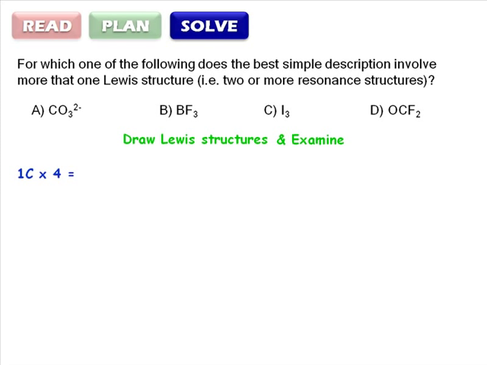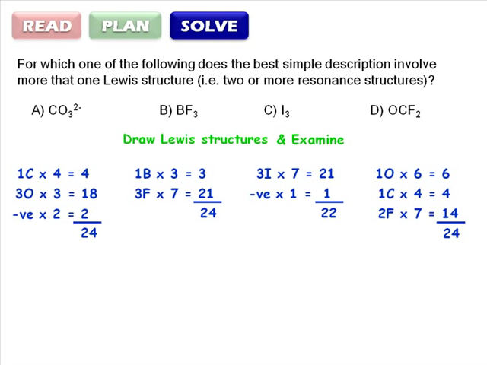Carbonate has one carbon atom with 4 electrons, 3 oxygen atoms with 6 electrons each, and a charge of -2, so 2 extra electrons. There are a total of 24 valence electrons. Calculate the number of valence electrons for the other 3 molecules in the same way.